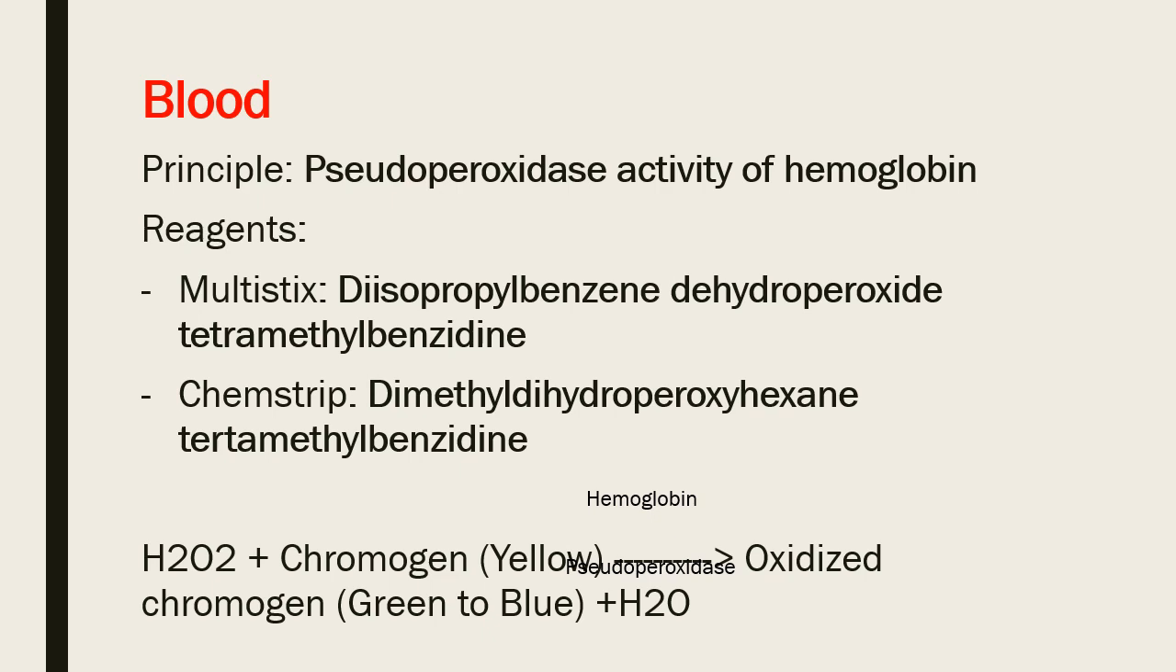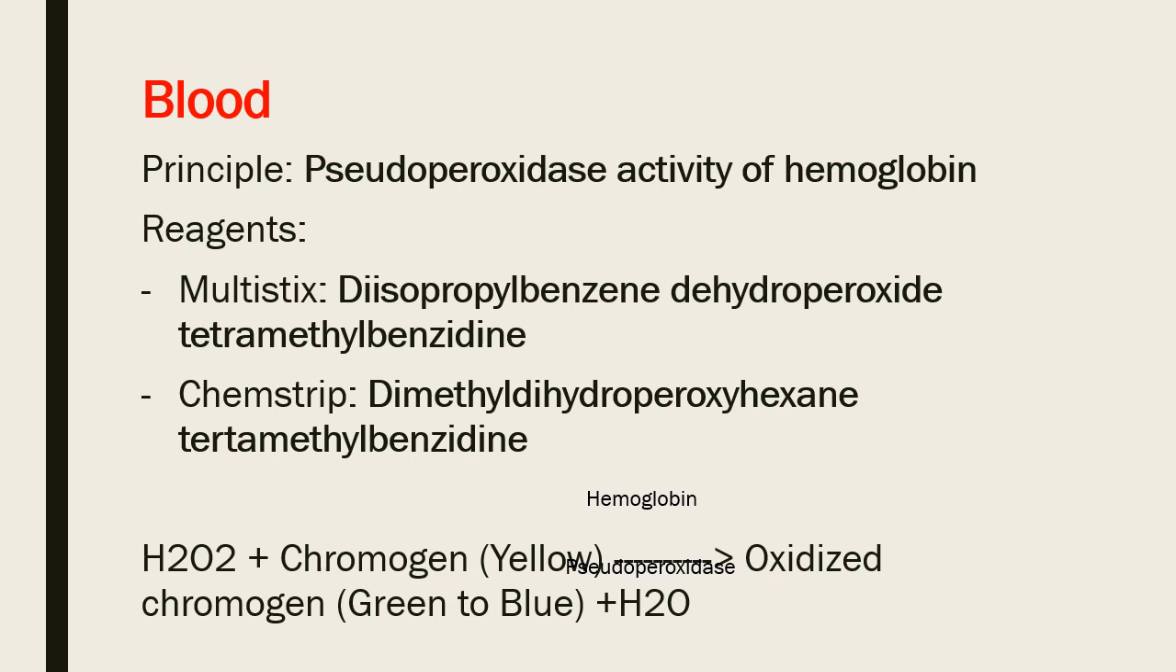For your chem strip, you have dimethyl dihydroperoxyhexane and tetramethylbenzidine. Note that you have it as benzidine. This is the pseudoperoxidase activity of your hemoglobin. Hydrogen peroxide, H2O2, plus your chromogen, through the pseudoperoxidase, will give you an oxidized chromogen, a color of green to blue.